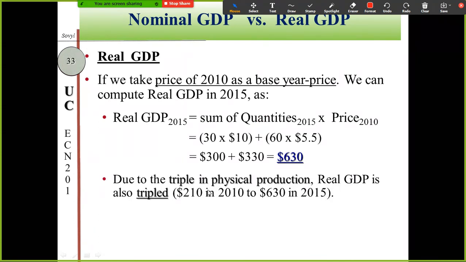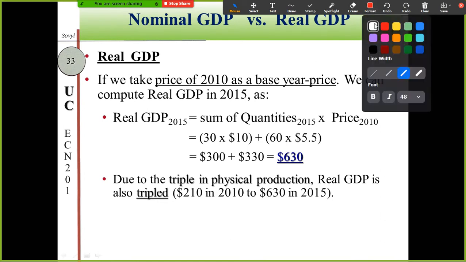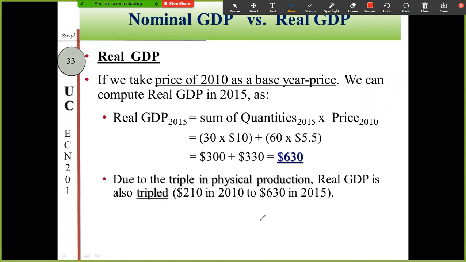Due to the triple in physical production, real GDP is also triple, 3 times. Due to the 3 times increase in physical production, the real GDP also increases by 3 times. How do we get 3 times? By taking 630 from 2015 divided by 210 from 2010. That's why this is 3 times. Okay, 3 times.